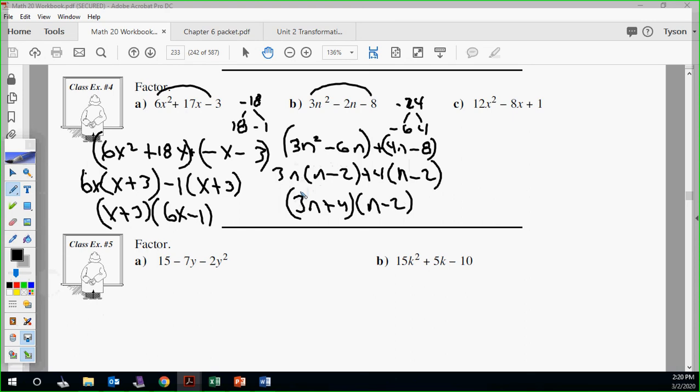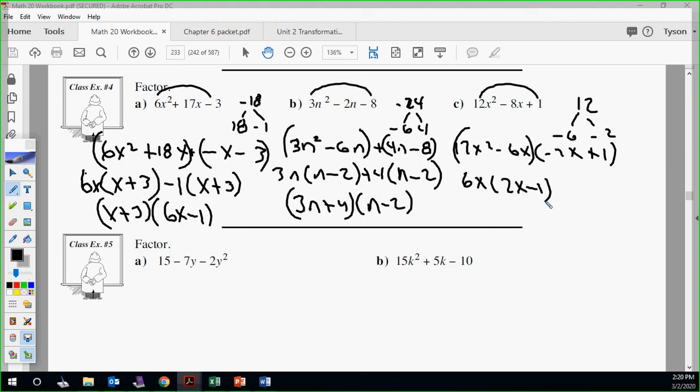All right, so in this last one, let's see how you did here. So 12 times 1, looking for 12. Factors of positive 12 that get you negative 8 would be negative 6 and negative 2. Okay, so then you'd be at 12x squared minus 6x minus 2x plus 1. We pull a 6x out, 2x minus 1. We pull a negative 1 out, 2x minus 1. And that's where you are. 6x minus 1 times 2x minus 1. Okay.